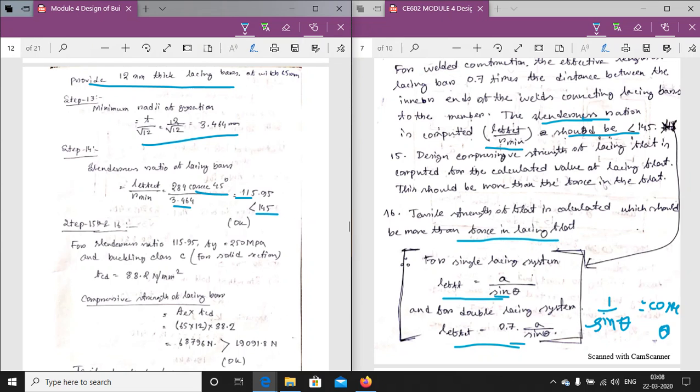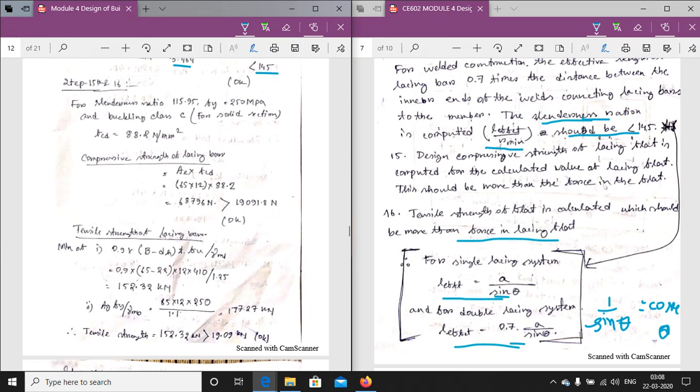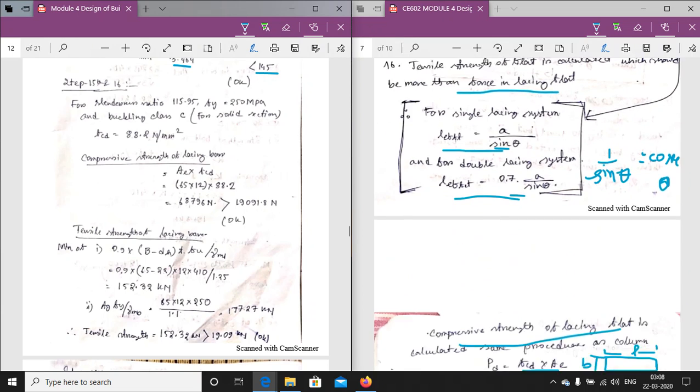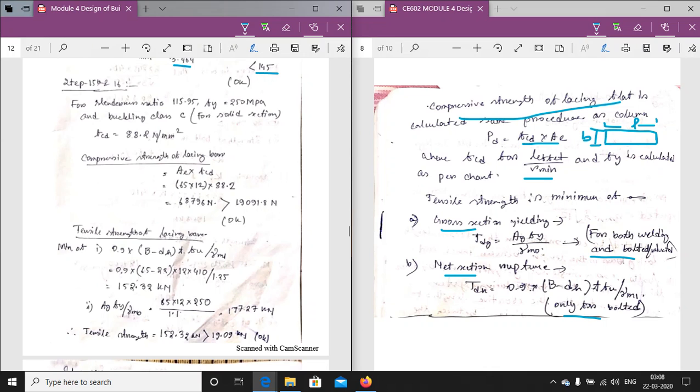Now coming to step number 15 and 16 all together. These steps state that the design compressive strength of the lacing flat, computed for the calculated slenderness ratio, should be more than the force in the flat and the tensile strength of the flat. Now, what is the design compressive strength of the flat? Pd equals Fcd into Ae, the compressive strength of the lacing bar for the slenderness ratio. We have calculated the compressive strength of the column but not of the lacing bar, so we now calculate the compressive strength of the lacing bar.